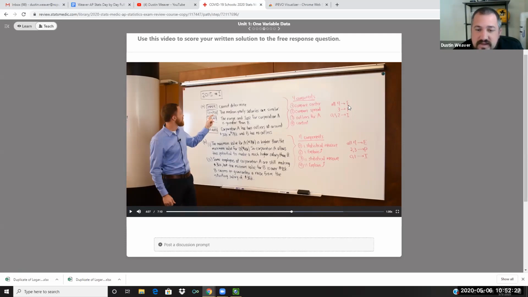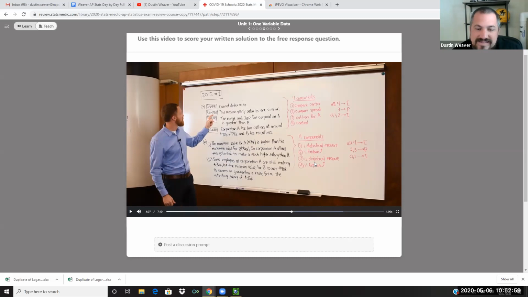In Part B, they want you to say that Corporation A allows you to make a higher salary, but they do want you to mention how you know that. So what is the statistical measure? Well, it's because the maximum, or that high outlier, in Corporation A is higher than the maximum for Corporation B. So there's two parts there. It's saying that Corporation A allows you to make a higher salary, but then it's saying why, how you know that from looking at the box plots.